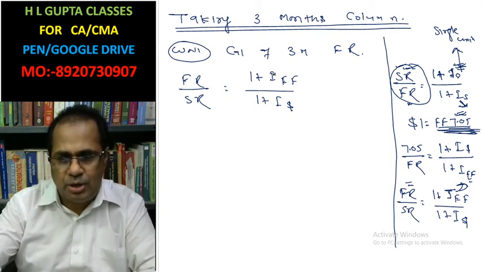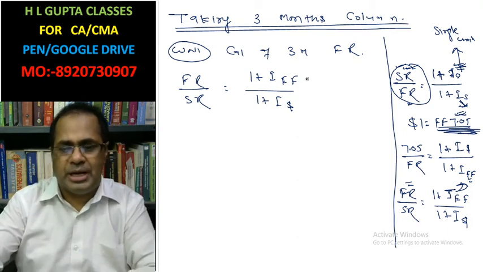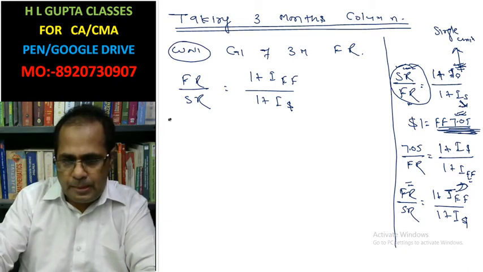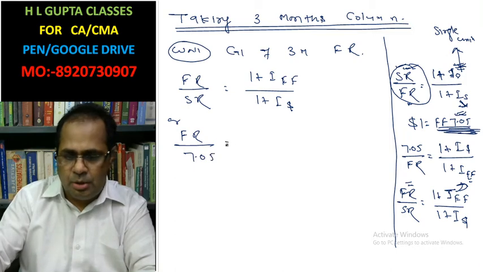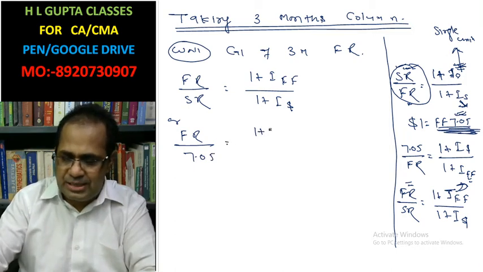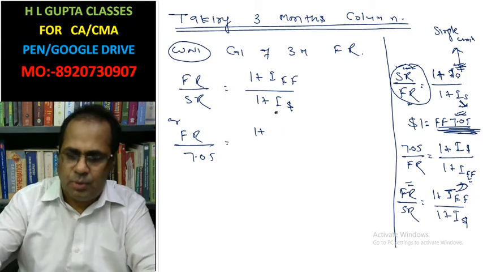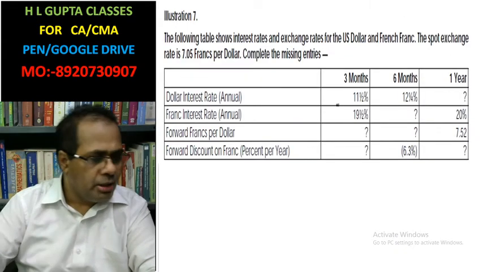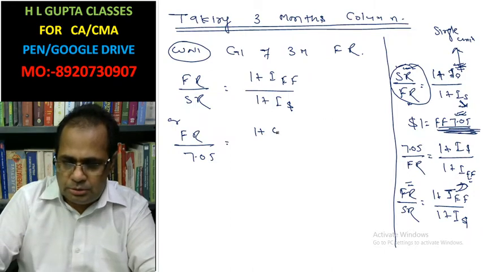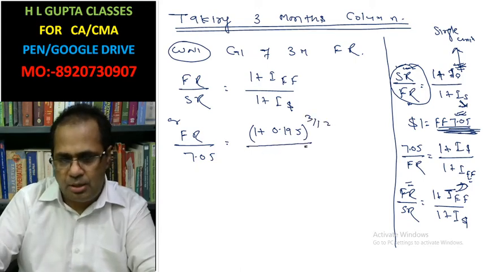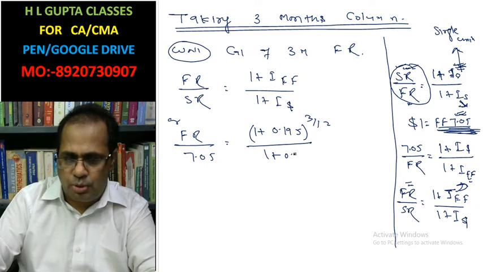Then why have I taken here 1 plus interest of French franc? Because the forward rate, spot rate is 7.05, 1 plus interest rate of French franc. What is the interest rate of French franc here? 0.195 to the power 3 by 12. Here 1 plus interest rate 115. This is also 3 by 12.